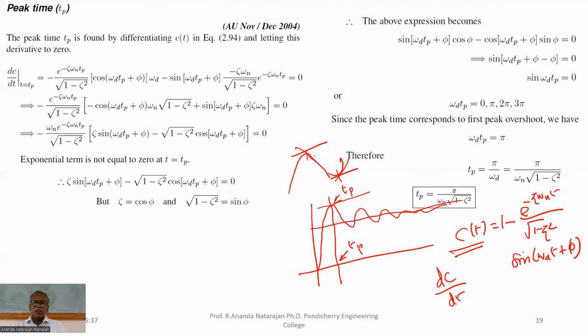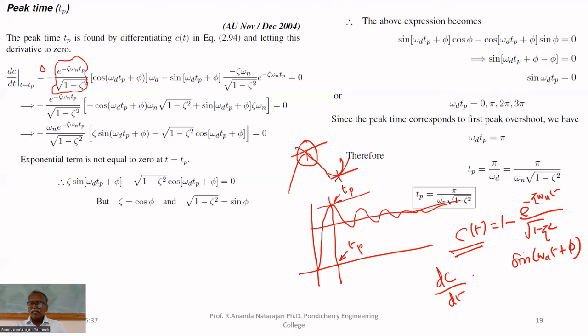But we know that here we'll get a positive value, that's why we are not finding the second derivative. We'll find the first derivative of this equation. What is the first derivative? C of t equals 1 minus. If you differentiate 1, what do you get? 0. That's why it is not mentioned here. 0 minus e power minus zeta omega n t upon square root of 1 minus zeta square. We wrote that as such.